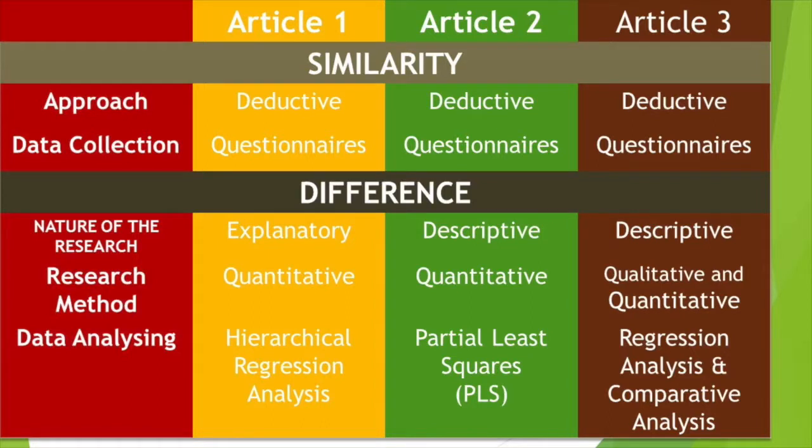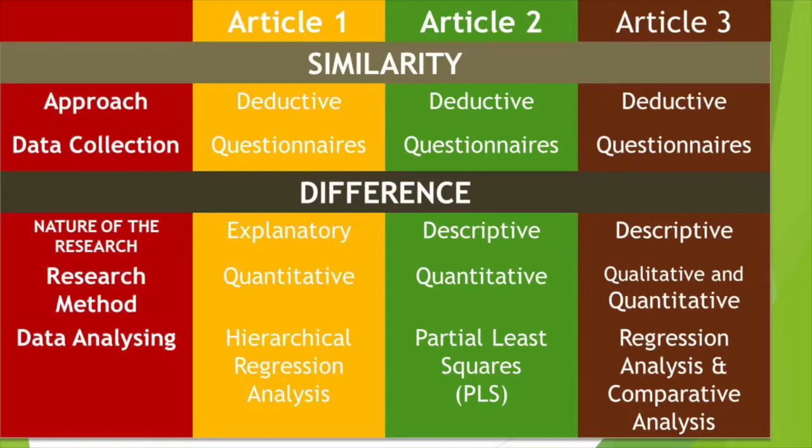Based on the three articles we choose, we figure out three differences. Firstly, the nature of the research design shows that Article 2 and Article 3 have the same nature, which is descriptive, but the nature for Article 1 is explanatory. Second, Article 1 and Article 2 use the same research method, which is quantitative method to reach their data, such as experiment, survey or content analysis to collect the effective data. However, the research method for Article 3 is both quantitative and qualitative.